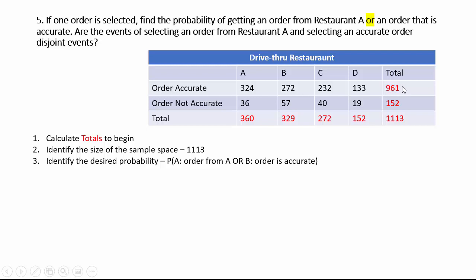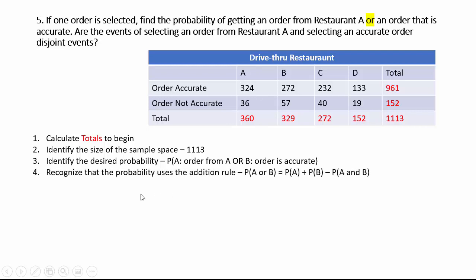So we're asking what's the probability of A or B, right? So whether or not the order is accurate or it's from restaurant A. And the way we do that is with the addition rule. Okay, so here's the addition rule. Once you've identified that, you get the probability of A plus the probability of B minus the probability of A and B together. Okay.